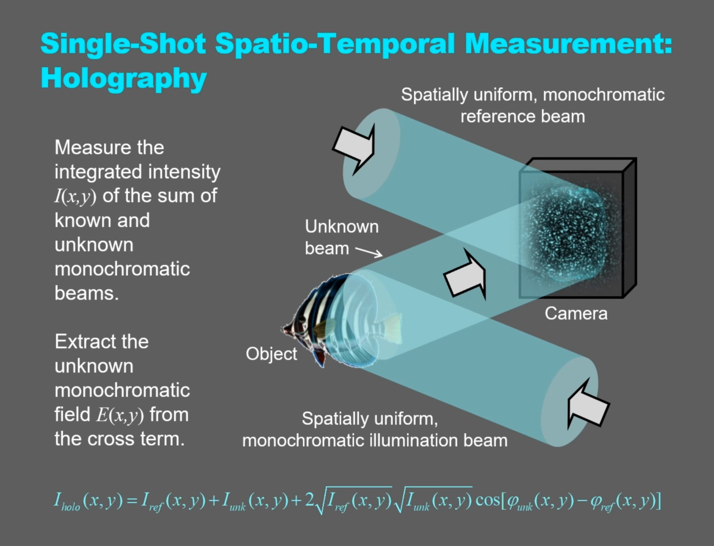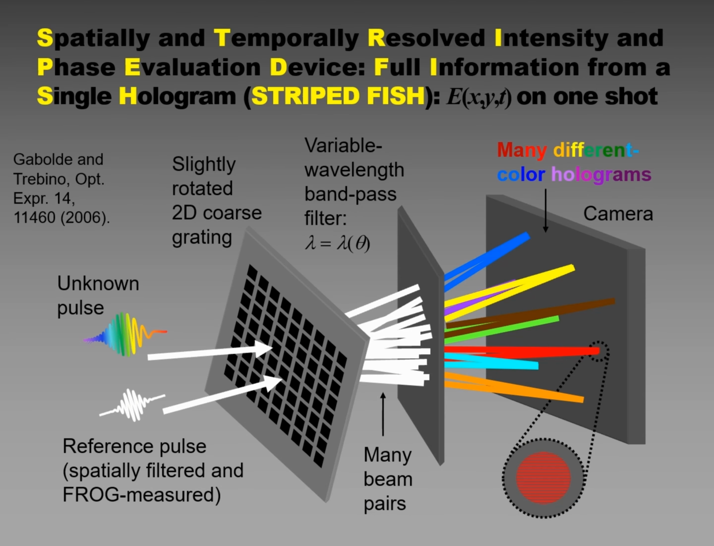First, we'll have to make many holograms, one for each frequency in the unknown pulse. And this will require a spatiotemporally known broadband reference pulse. So we'll need to pick off a piece of the unknown pulse and spatially filter it. We'll also have to measure it using FROG, which will yield the required spatiotemporally known reference pulse. So we've developed a technique that we call STRIPED FISH, which accomplishes this and is also quite simple. STRIPED FISH makes many simultaneous holograms, each in a different color.